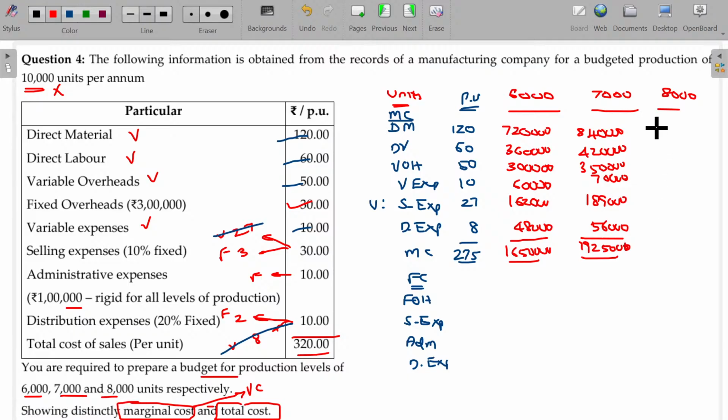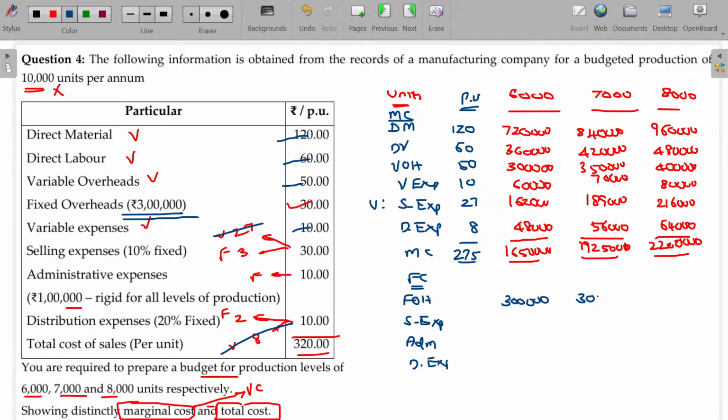For 8,000, 9 lakhs 60, 4 lakhs 80,000, 4 lakhs 80,000 rupees, 2 lakhs 16,000, 64,000. Overall total being 22 lakhs. And in case of fixed cost, at all level, this remains same, 3 lakhs fixed overhead. That remains the same.